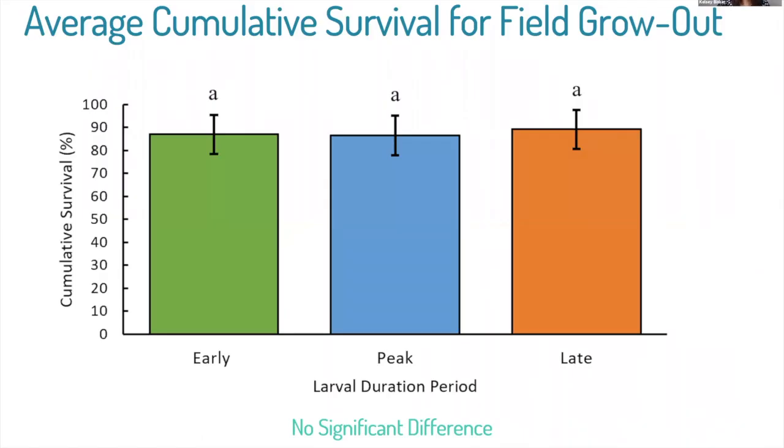And to determine if there were any differences in survival between the 3 groups, we multiplied the survival percentage from May and August together to determine a cumulative survival, or the chance of surviving to the end of the sample time, which was August. Since each time we took 30 oysters from each replicate, we're just accounting for those. And we found that there was no difference in survival. So overall, larval duration period has no effect.